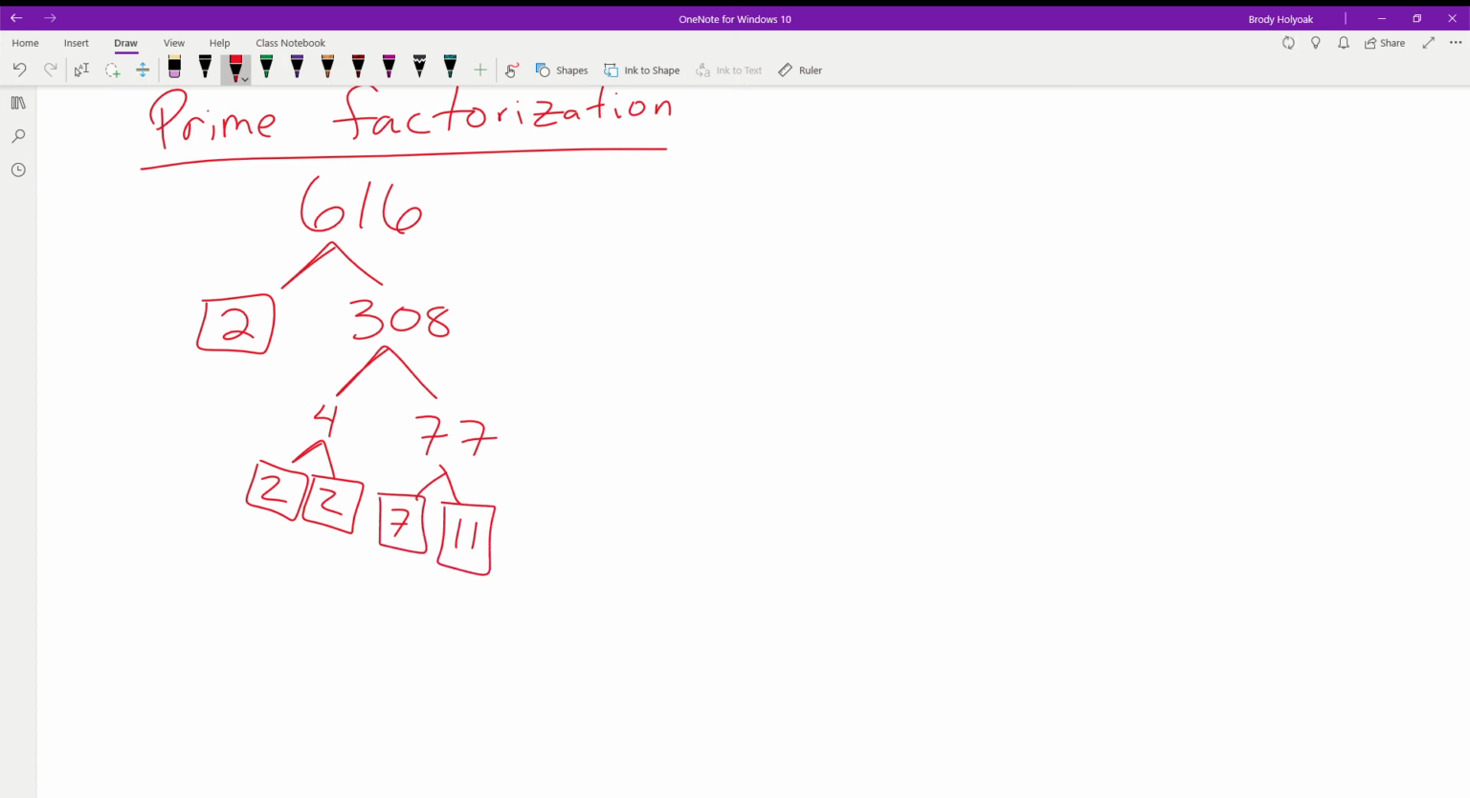So now we've taken this number and we've reduced it just to a series of prime numbers. So now we have 2 times 2 times 2 times 7 times 11. Now, why do you guys think we would need to do something like that? Well, one of the things is when we're looking for common multiples, when we're trying to add and subtract fractions when they have different bases. This is a way that we can get there.